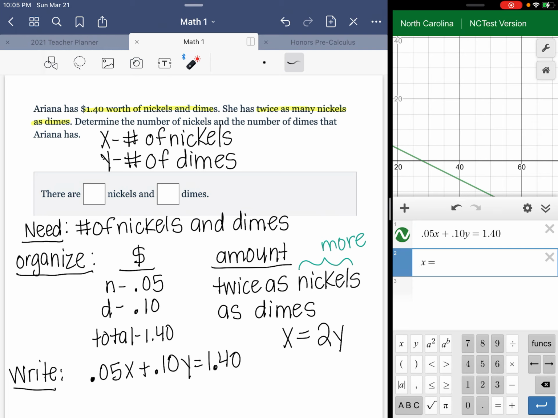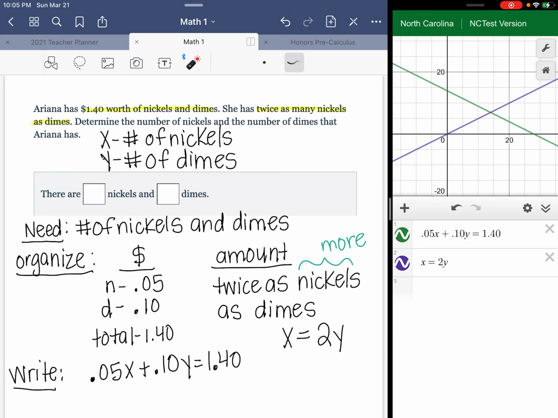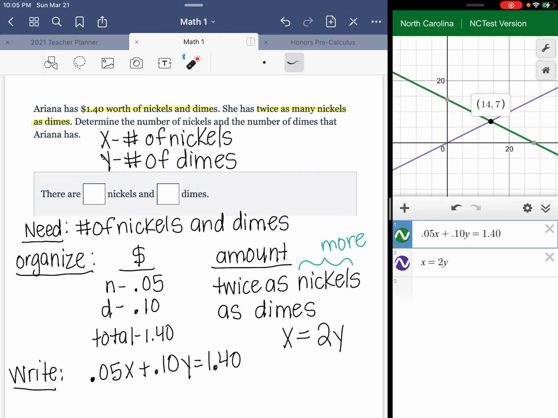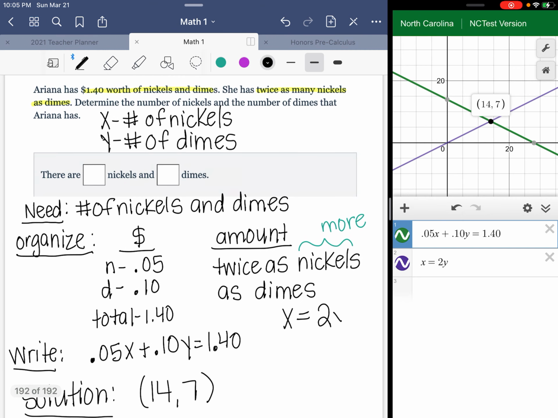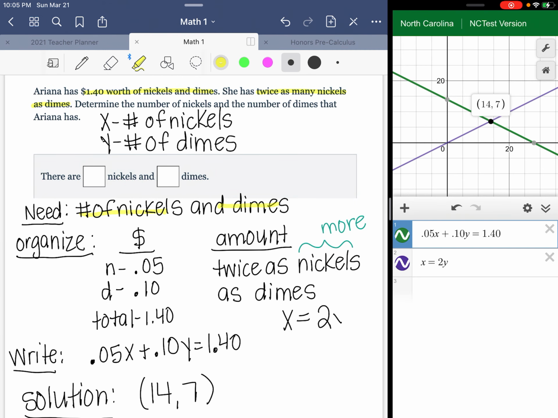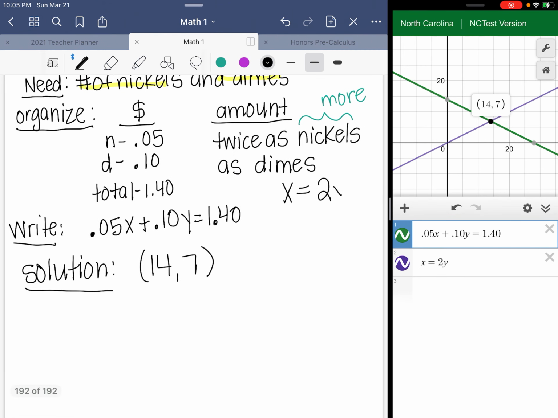Now I have X equals 2Y. And again, I'm going to zoom until I find that intersection. And I get my solution. I get my solution is going to be 14 and 7. Now the question asks us to find the number of nickels and the number of dimes. So X is nickels, so I have 14 nickels and 7 dimes.